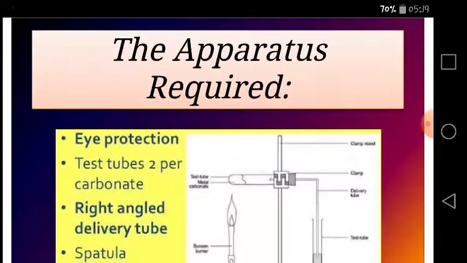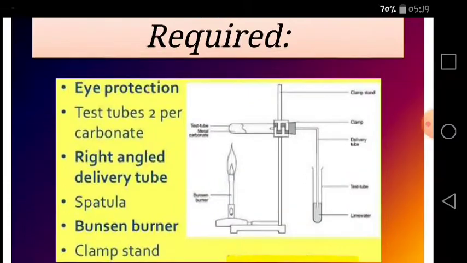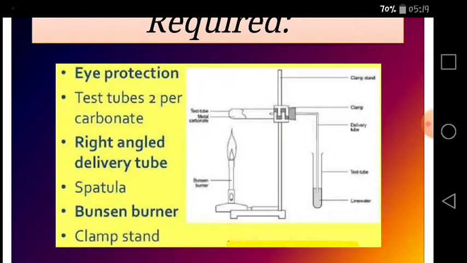Dear students, the apparatus required for this thermal decomposition is shown on this slide. We need eye protection goggles, test tubes, 2 per carbonate, a right angle delivery tube, spatula, Bunsen burner, and clamp stand. You can see the arrangement of this apparatus.